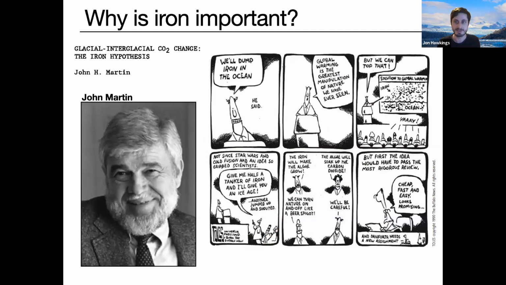And one of the key players in this was a guy called John Martin. He published a paper in the early 90s, which was roughly called the iron hypothesis. He was also kind of semi-famous, I think, for standing up in a seminar at Woods Hole and telling everyone that if they gave him half a tanker of iron, he'd give them the next ice age. Not sure if that's true. I think it was fairly tongue-in-cheek. But he's also the guy who really discovered that iron could be a really important element in ocean ecosystems.